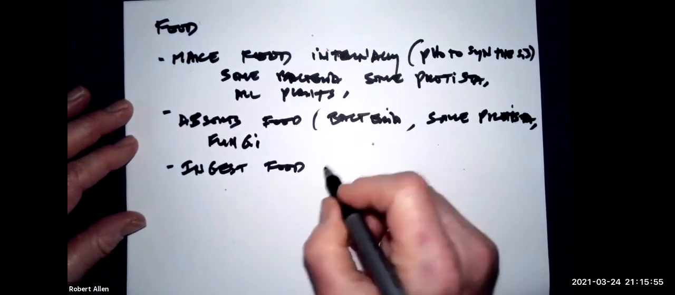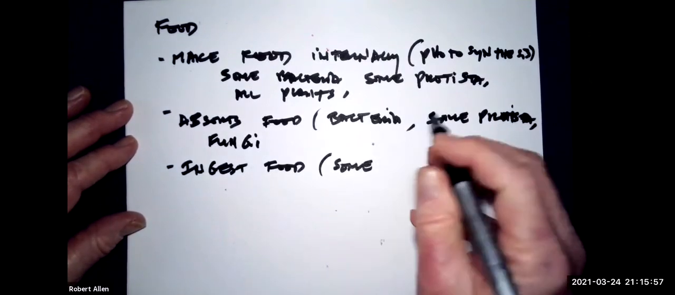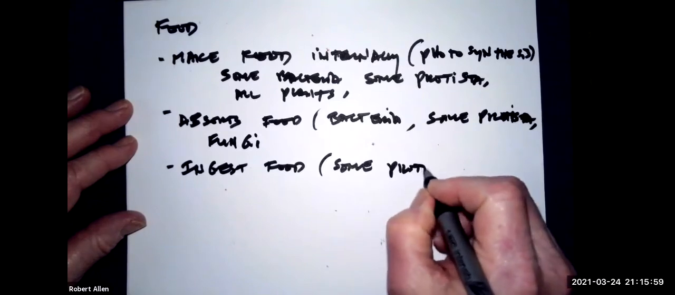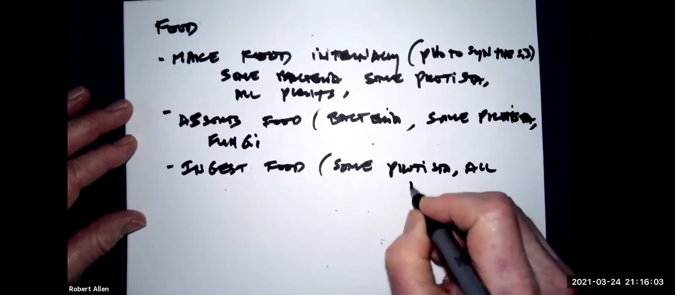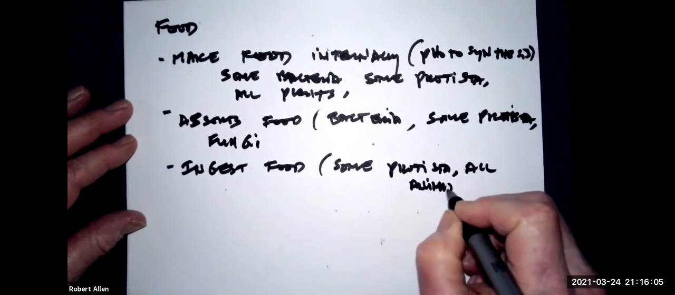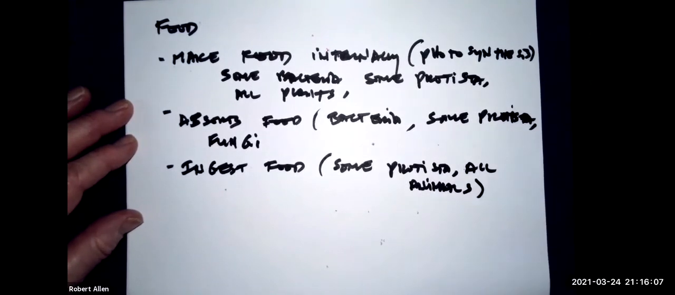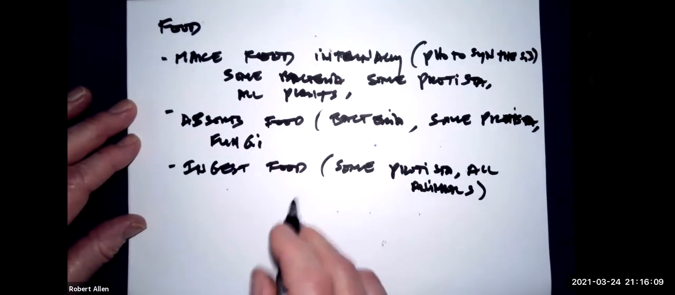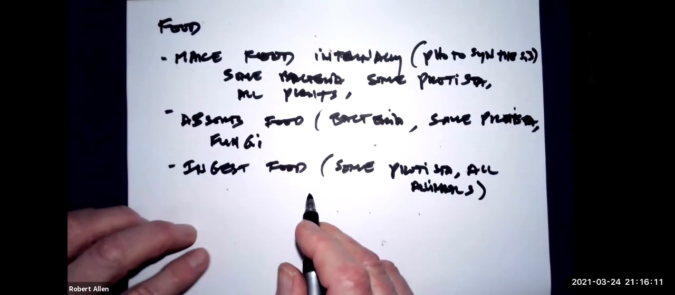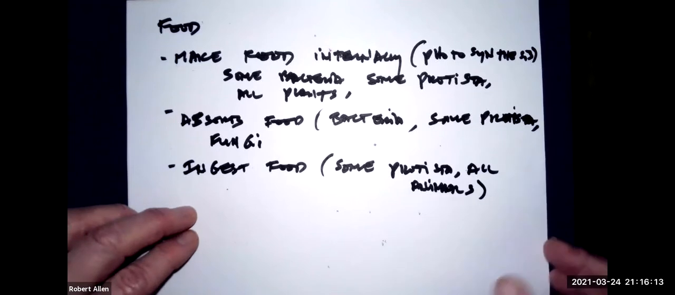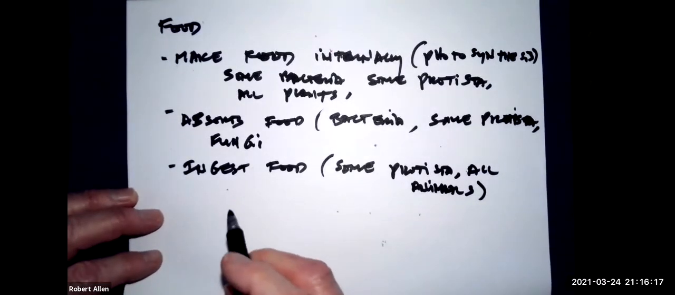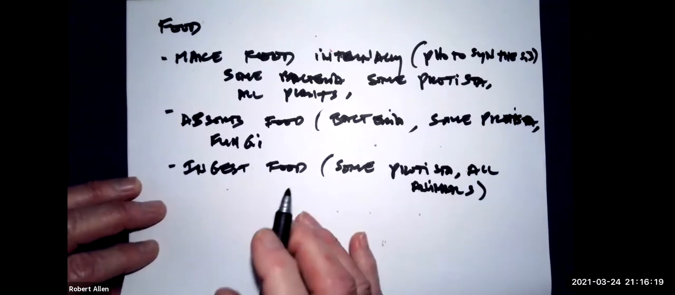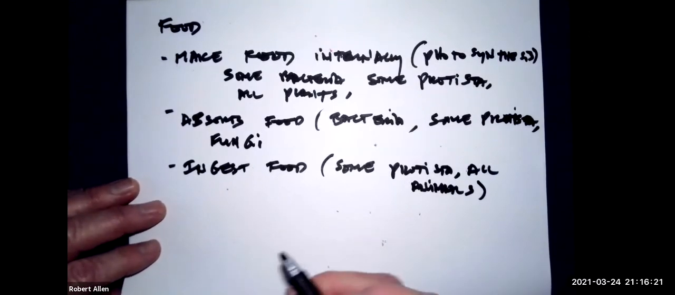All right, that's an easy one. Some protista, all animals. There we go. These are the three ways that living things can get food. But before it's used, food must be broken down in size because food is really, really big. Before it can be used, it's got to be broken down into smaller parts.